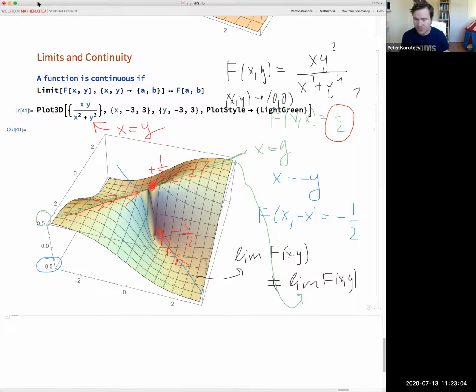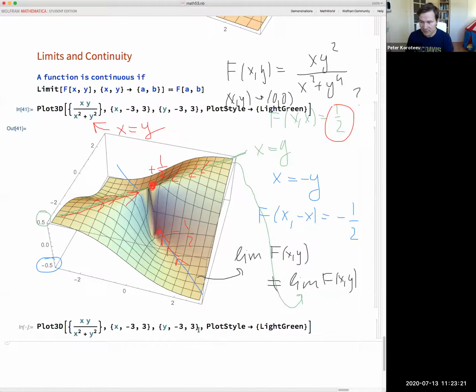Okay, what say you? What's going on? You think the function is continuous or not? Let's say x, y. It's not continuous. Which paths, which directions did you choose to establish that fact?